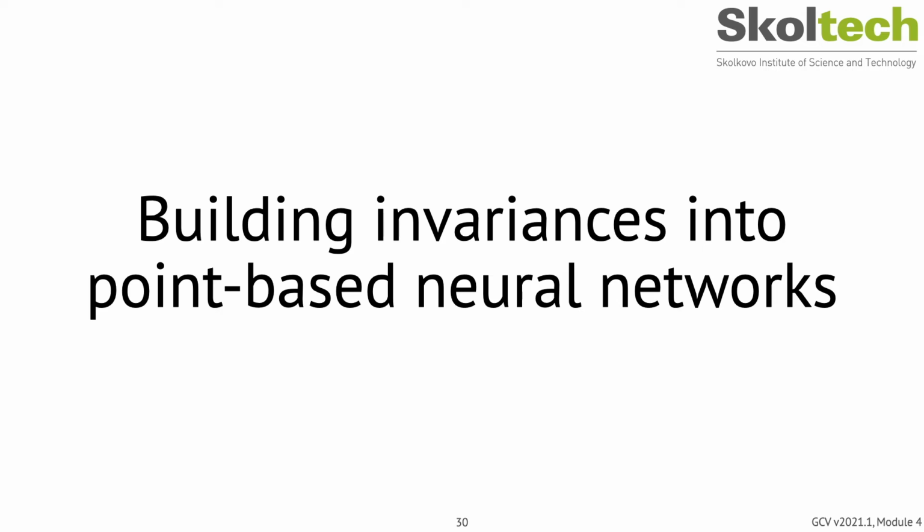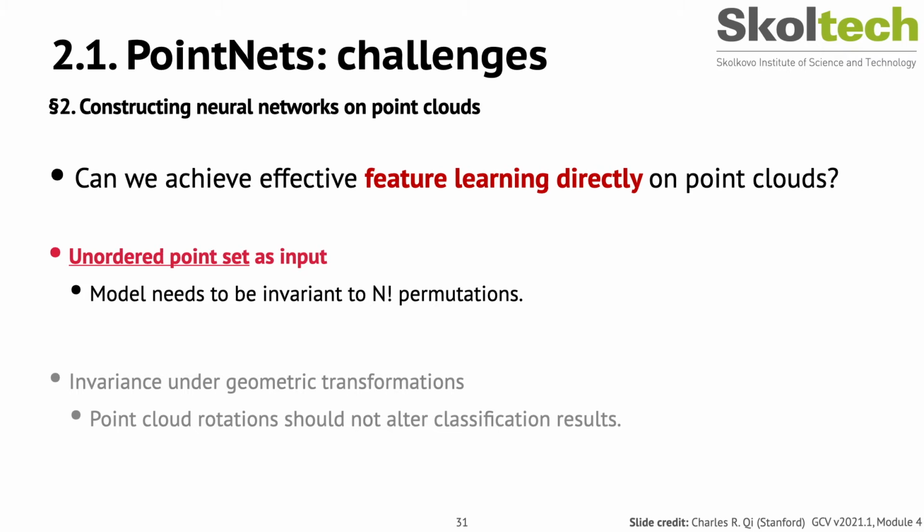Let us see how we can actually construct point-based neural networks and how we can inject these invariance properties into these neural networks. The main question with point-based nets is, can we achieve effective feature learning directly on point clouds? The answer is yes. PointNets perform end-to-end learning for scattered and orderless point data using a unified architecture for various 3D tasks, including object classification, part segmentation, and semantic parsing.